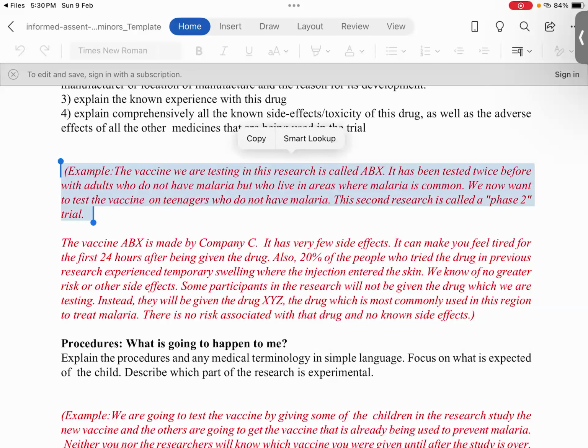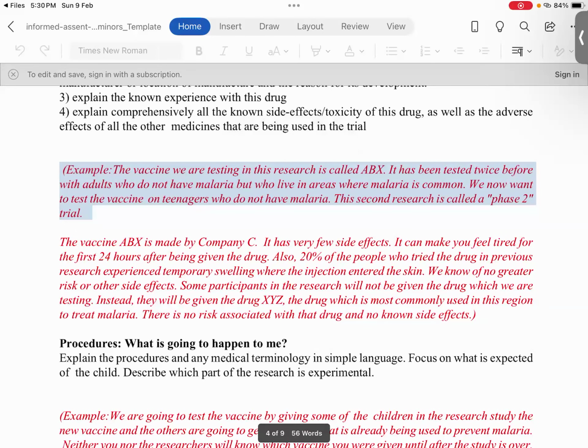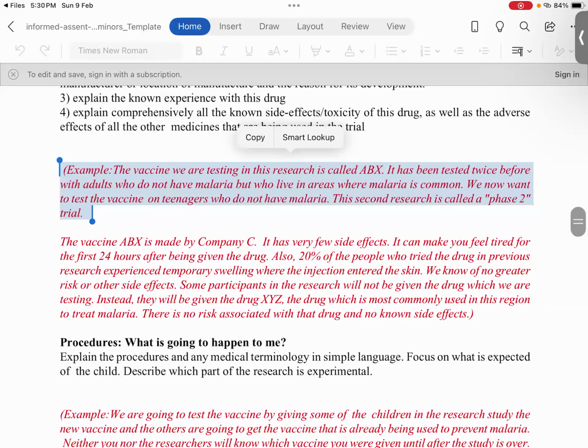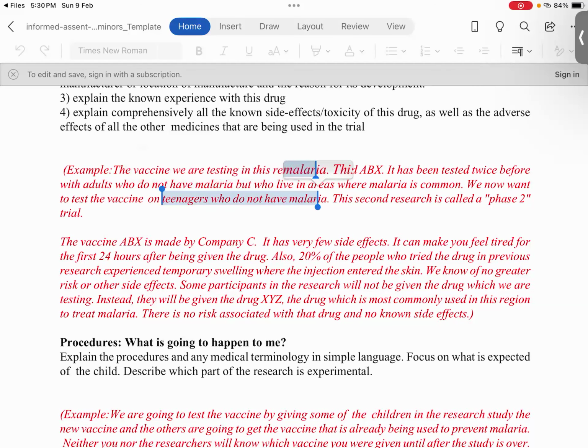The vaccine we are testing in the research, called ABX, has been tested twice before with adults who do not have malaria. Again, you are telling them it's tested on healthy people, but who live in areas where malaria is common. We now want to test the vaccine on teenagers who do not have malaria. This second research is called phase 2. So you are telling them this is the second research, in a simplified way.